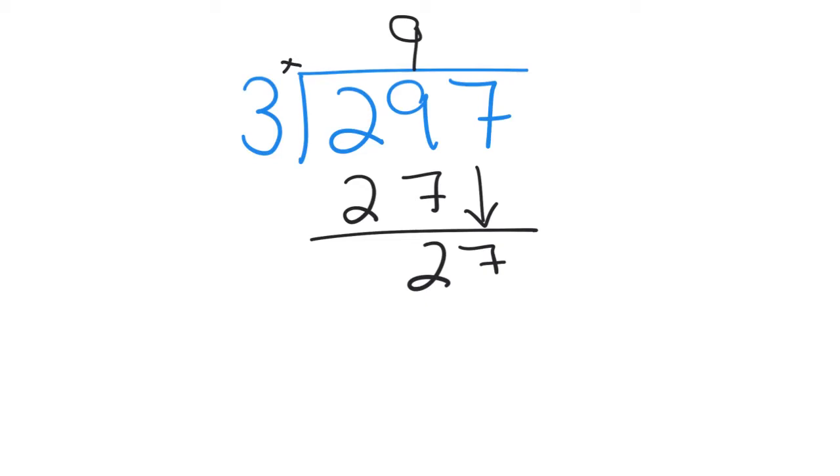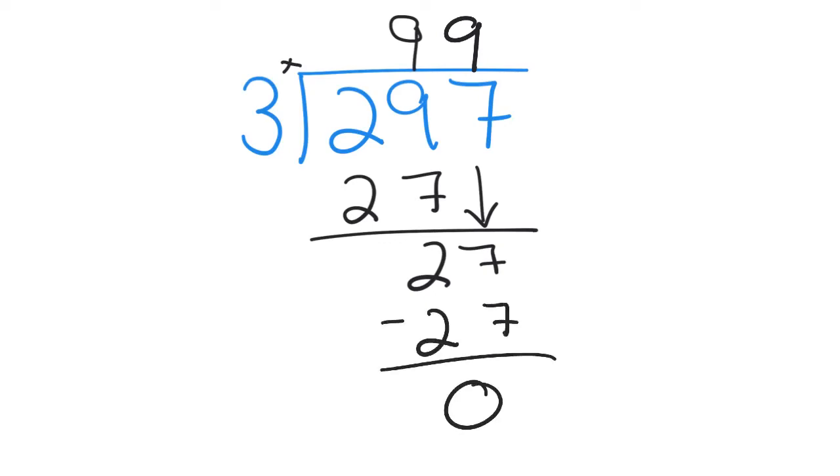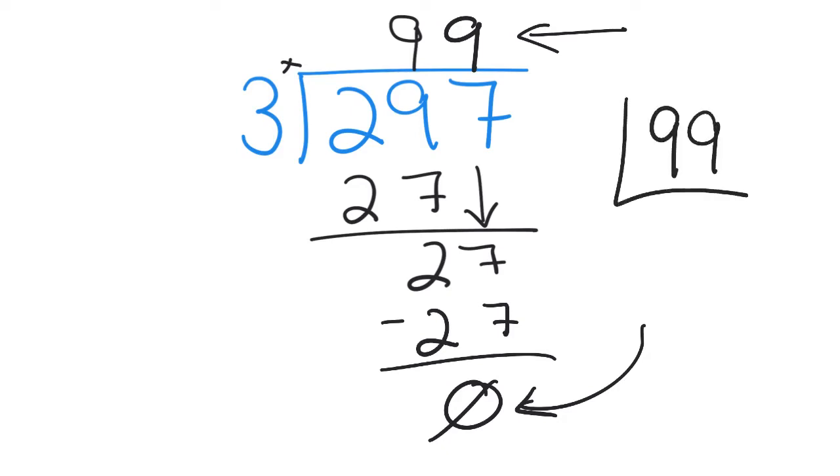For the next one, we will look at how many times 3 will go into 27, which we know because we just solved it here, would be 9. Then we subtract 27, and we have 0 left. We will not always be left with no remainder. Sometimes we are going to have a remainder. But remember, this number on top of your long division is your answer. So 99 would be my answer to this problem.